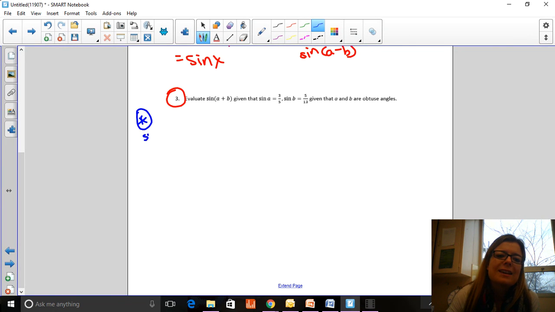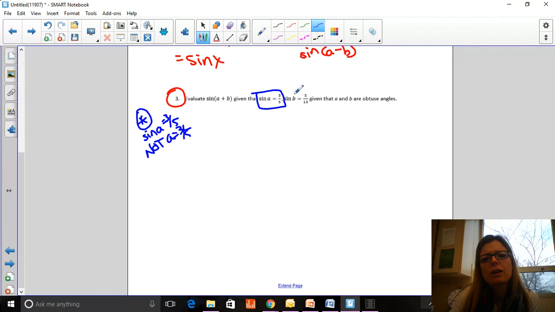Note that it's sine A that's equal to 3 over 5. It's not that A is equal to 3 over 5. All the time, I get students not seeing the sine here. They think it's just A equals 3 over 5, and so they just sub in 3 over 5 and 5 over 13 for that. And that's not what it's saying. It's saying that all of sine A is 3 over 5 and all of sine B is 5 over 13.